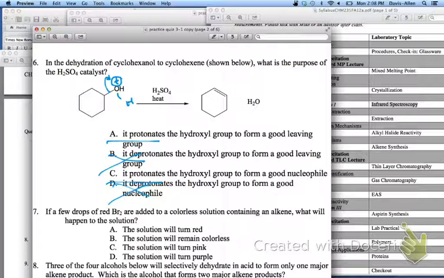Okay? So what you would need to know is that the red solution was bromine, and when we add it to a reaction or a mixture that has a double bond, the bromine reacts with the double bond and is no longer bromine. And in fact becomes bromide. Bromide is colorless, so we see a colorless solution.